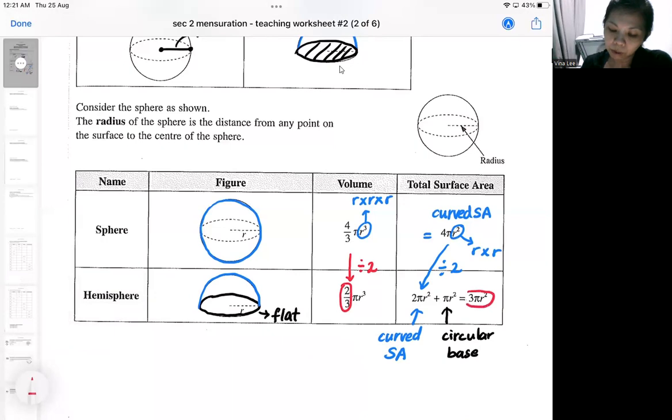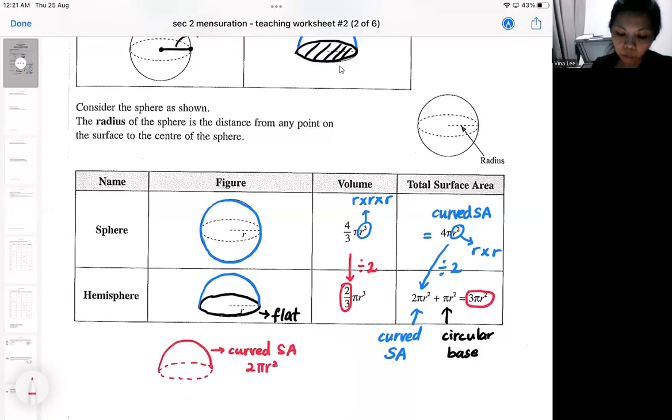But do take note, the 3 pi r squared is made up of the curved surface area and a circular base. Sometimes you might not have a circular base. Sometimes you can have a hollow kind of hemisphere. If it's a hollow hemisphere, you only have the curved surface area, which is only 2 pi r squared. You will not have the circular base. You've got to take note of this, especially if you are dealing with a combination question, which means a question that has more than one shape.